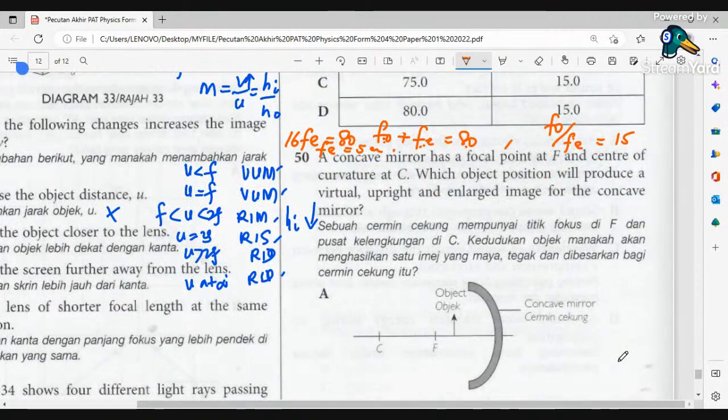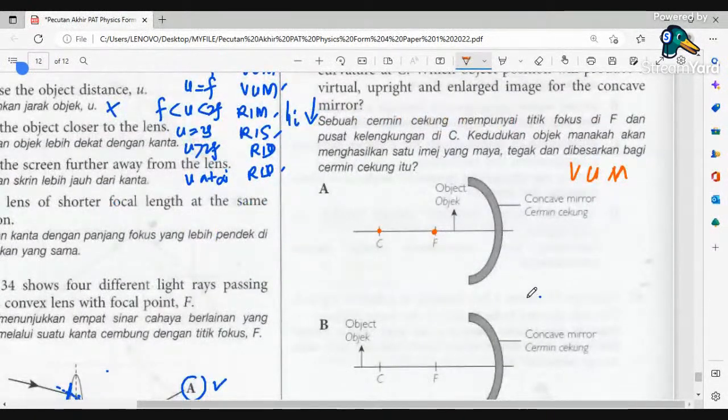Okay, dapatkan B jawapan. Number 50, center of curvature C, object position will produce virtual, upright and large, BUM. Okay, ini adalah concave. Okay, concave mirror. Concave mirror ini adalah positive mirror. Focal length dia real. Nampak tak? Dia punya center of curvature and focal point ada di depan. So dia adalah real punya point. Real point. So image distance depends on, image characteristic depends on object distance. Object distance sama macam convex lens tadi.